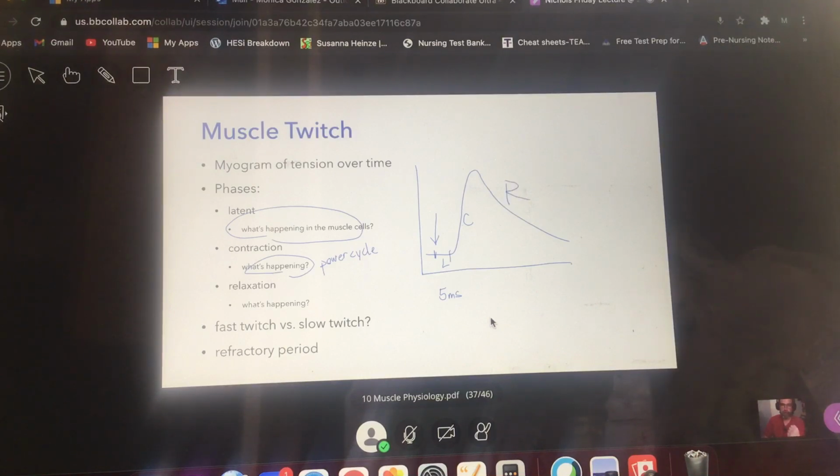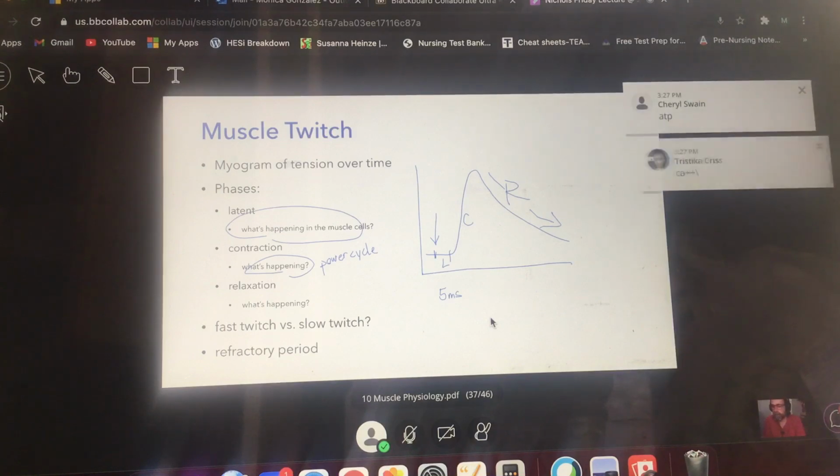And then what's happening during relaxation? What is it that you have to make go away to get the muscle to relax? What do you have to make go away? We talked about this a little bit earlier today, just as a refresher. What do you got to make go away? Got to make the calcium go away.